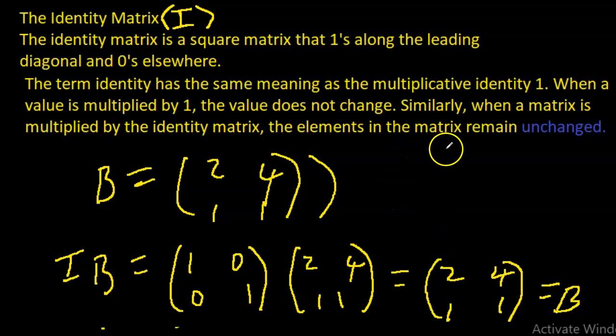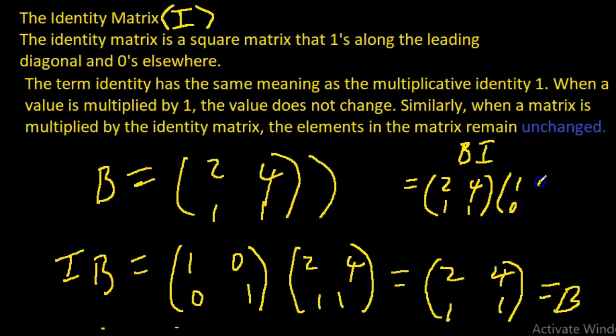But what if you're asked now to find BI? BI, you multiply B, so B was what again? 2, 4, 1, 1 times I, which is 1, 0, 0, 1. Let's multiply these. So row by column, so you apply 2, 4 to 1, 0. So 2 times 1, 2. 4 times 0 is 0, so it's just 2.